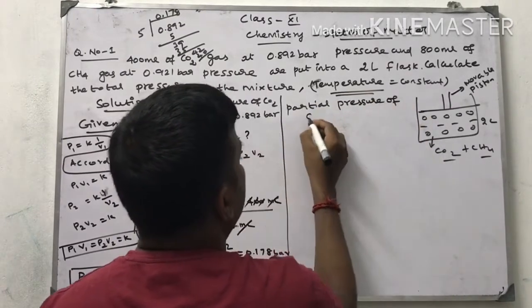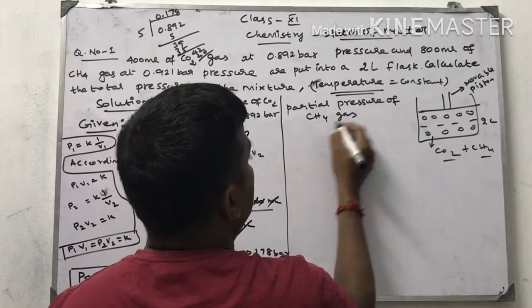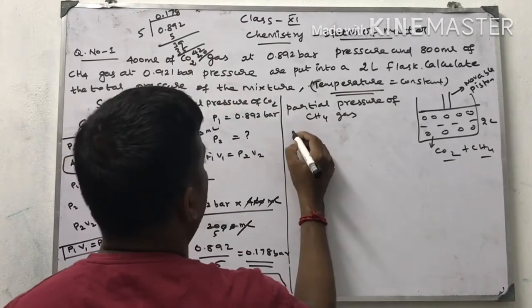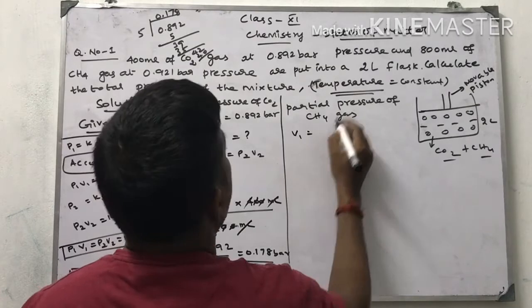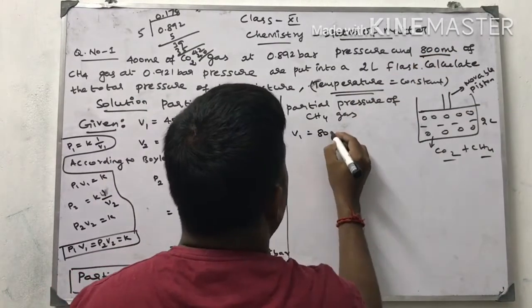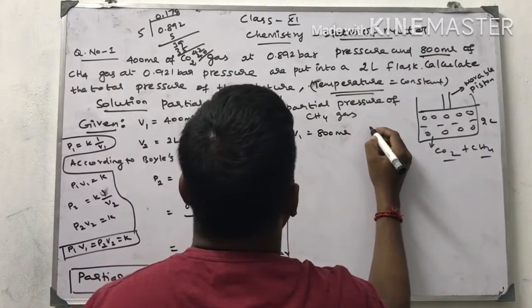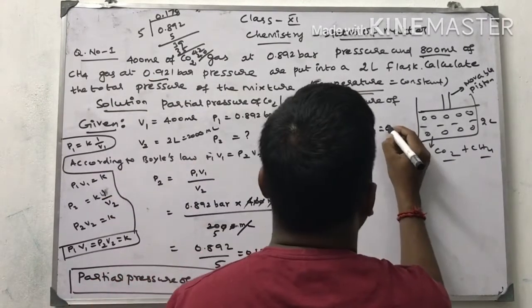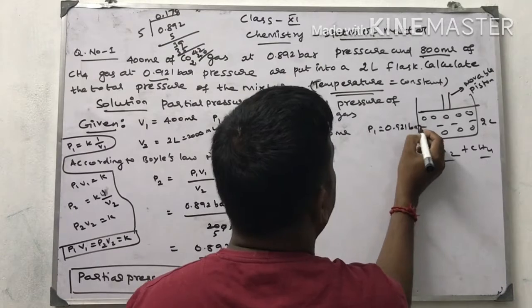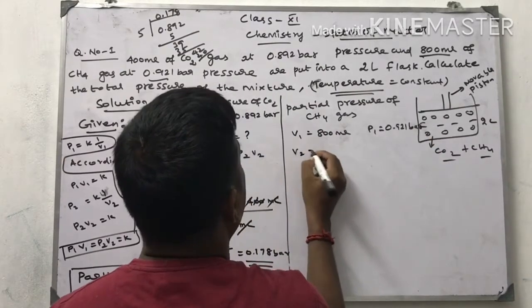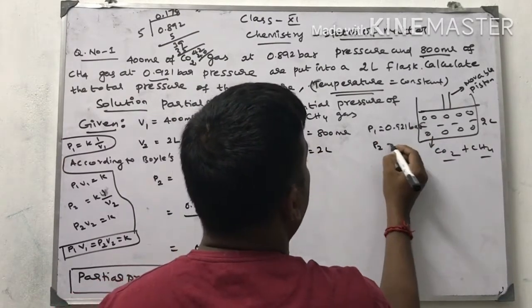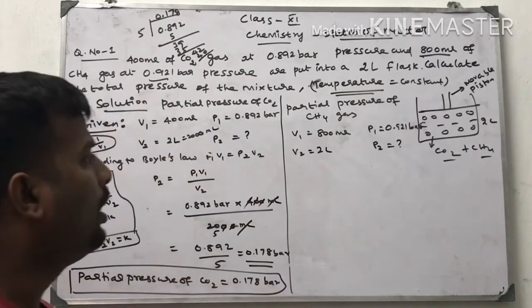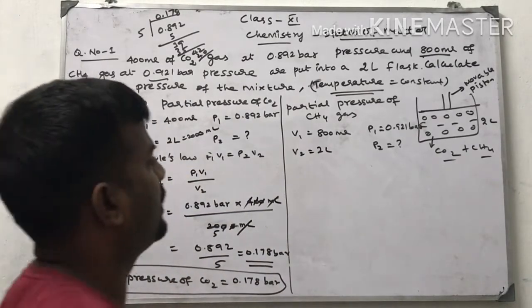Pressure of methane gas. Applying the same formula. V1 here is 800 ml, and P1 here is 0.921 bar. V2 here is 2 liters. P2, again, we are going to find the partial pressure of methane gas.